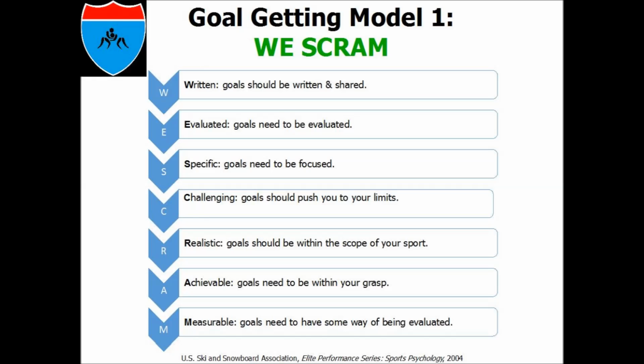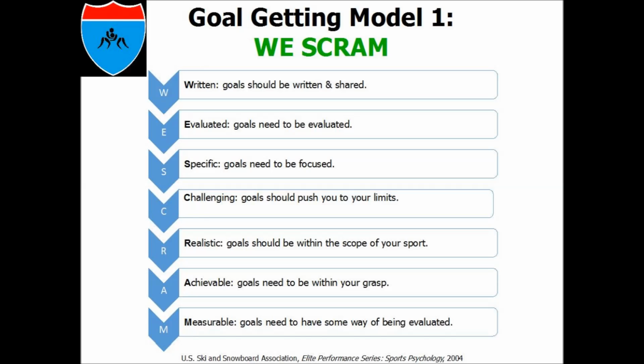Goal getting model number 1. Now I've changed goal setting to goal getting because after we understand how to set goals, of course, the next logical process or thing to do would be to get your goal. So there's 2 different words written down here. I'm not going to read everything on that page. You can take a look at that on the side, but I'd like for you to try to process this and listen to it and see if it makes sense to you.